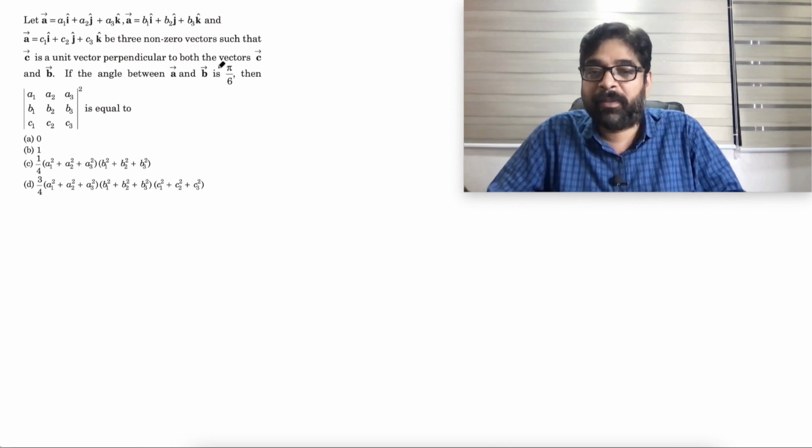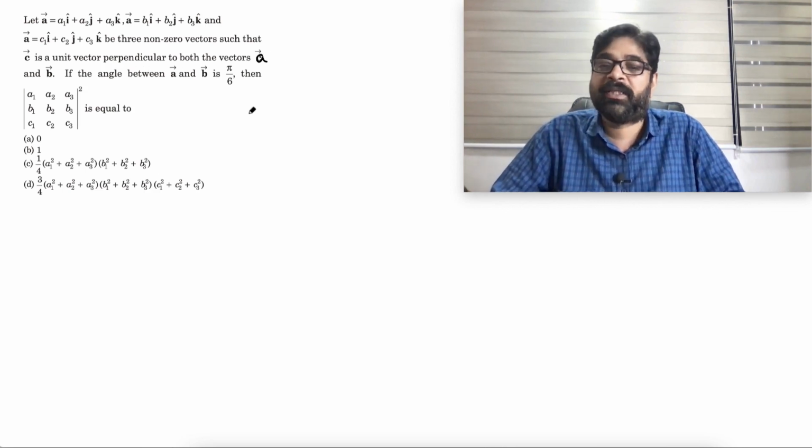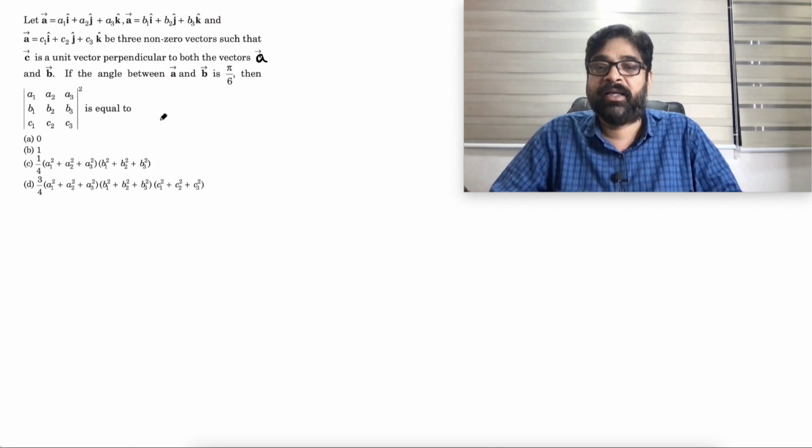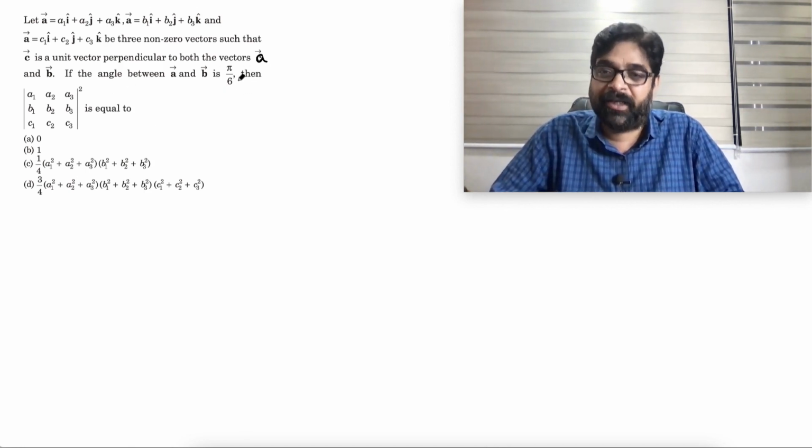C is the unit vector perpendicular to both A and B. This should not be C and B, it is A and B. If the angle between A and B is pi by 6, then find it. If anybody already tried taking C and B, you can pause and retry once again. Okay? This is A and B.